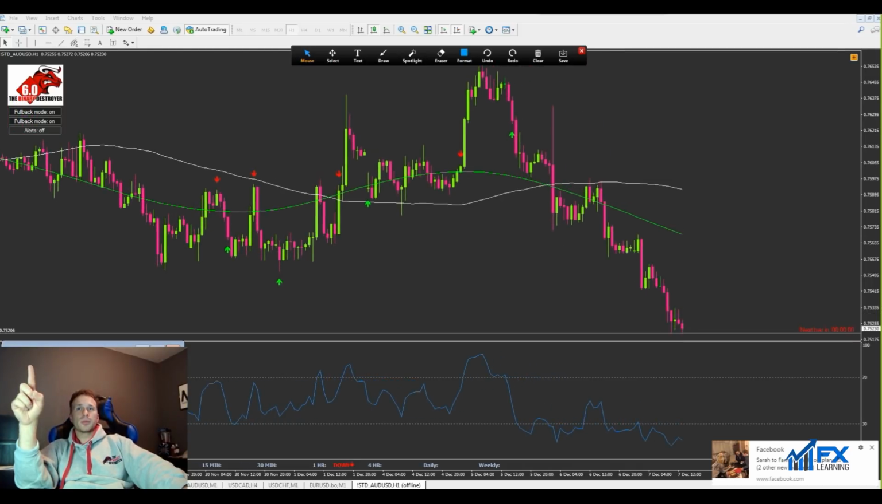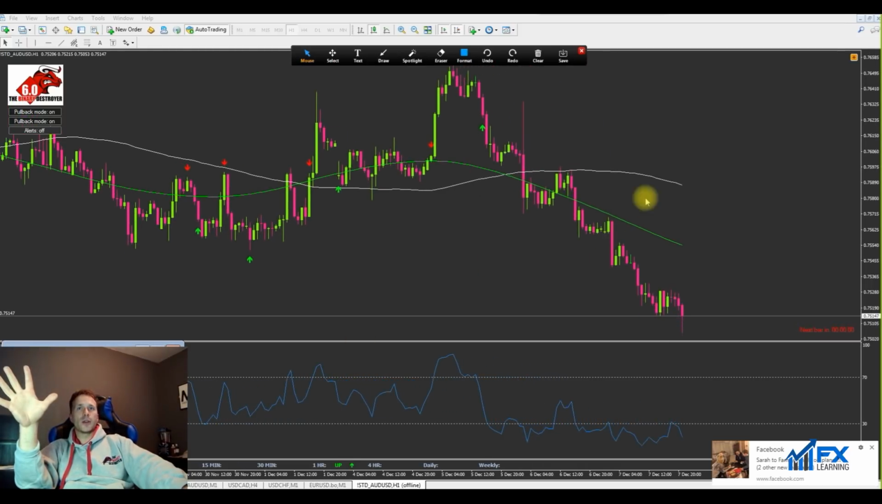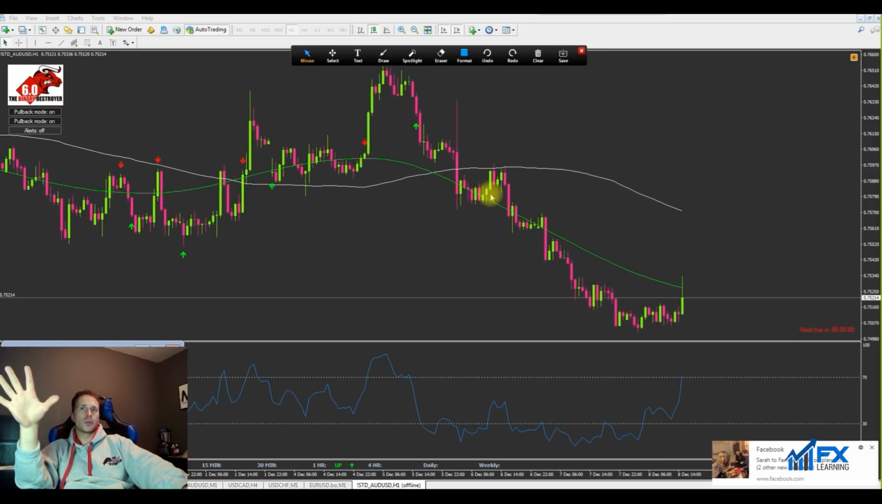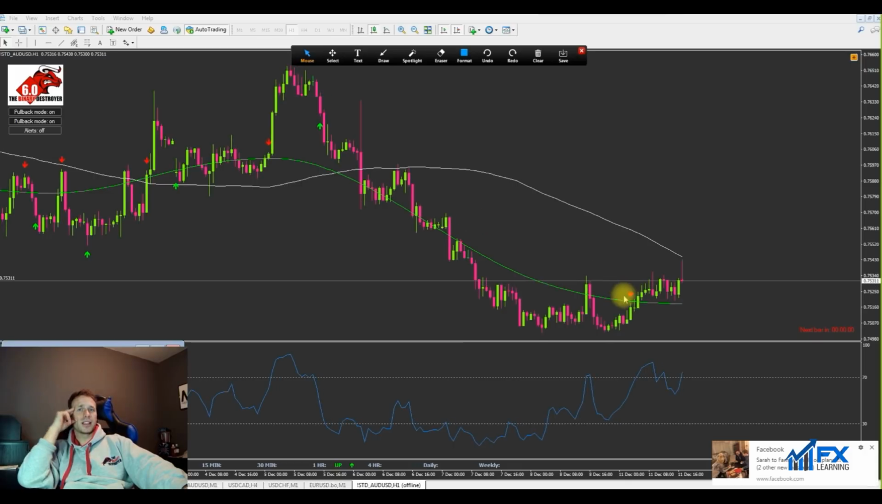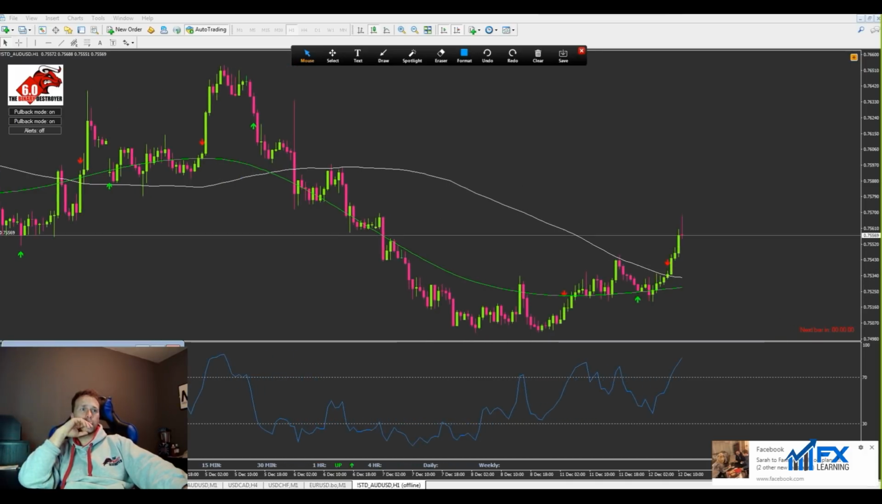Okay, we come back up. Wouldn't take a green arrow now. Too far gone. Wouldn't take a signal here, it's too far gone. Like here, that's too far after a move, so I wouldn't take that trade.